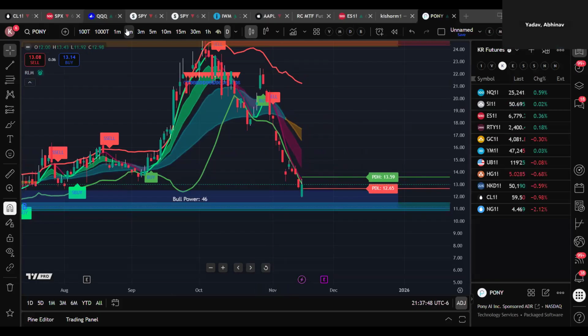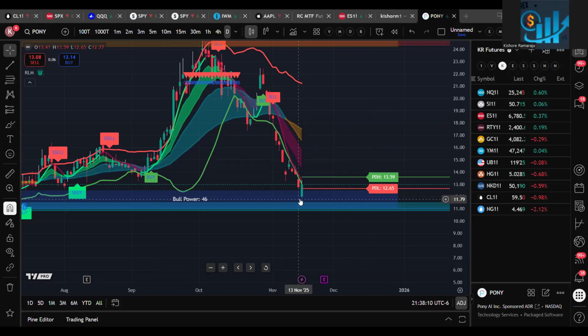I think the cloud is working nicely. I think I'm starting to follow that. If the candle is not closing above the cloud, then I think the trend still remains the same, right?